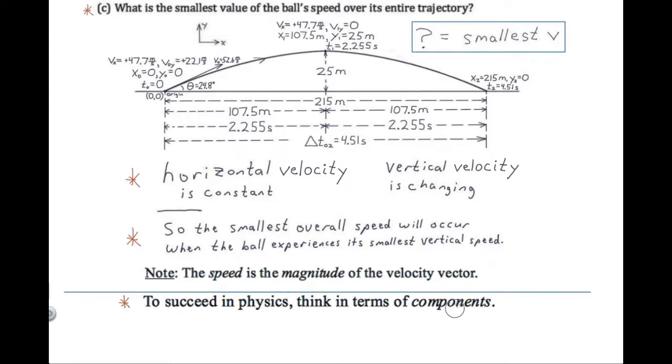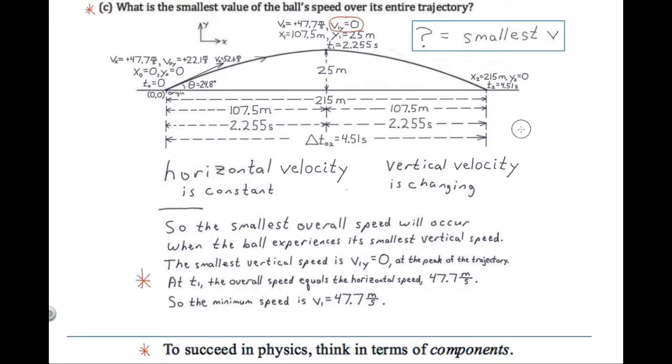In projectile motion, the vertical velocity is changing, but the horizontal velocity is constant. Since the horizontal speed is constant, the smallest overall speed will occur when the ball experiences its smallest vertical speed. So, to answer part C, we have to ask, what is the smallest value of the ball's vertical speed over its trajectory? As we've discussed, in projectile motion, the vertical velocity at the peak is 0.